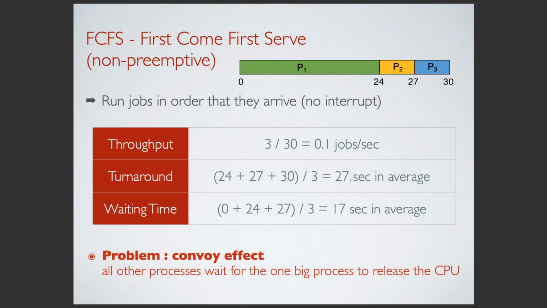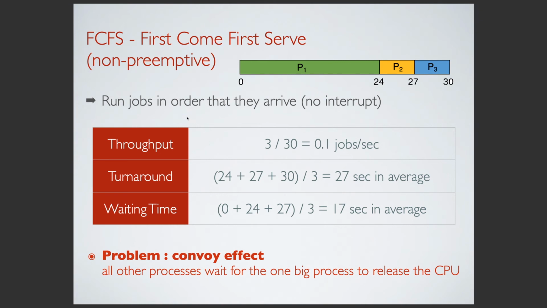What's the wait time? Now, when exactly does each one start? The first one, 0. The second one starts after 24 seconds, and the third one after 27 seconds. Divided by 3, we wait on average 17 seconds. So if this was true for my entire system, when I start an app, I need to wait on average 17 seconds to start, and it's going to take on average 27 to finish.